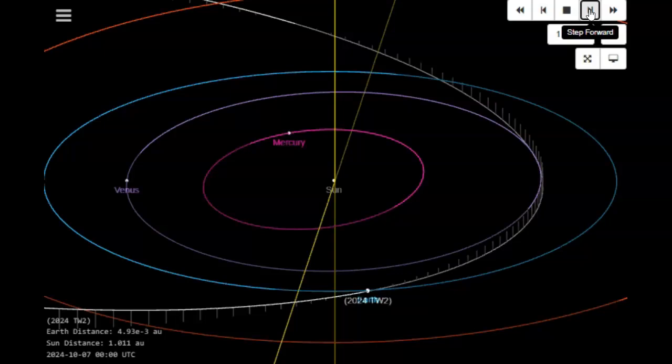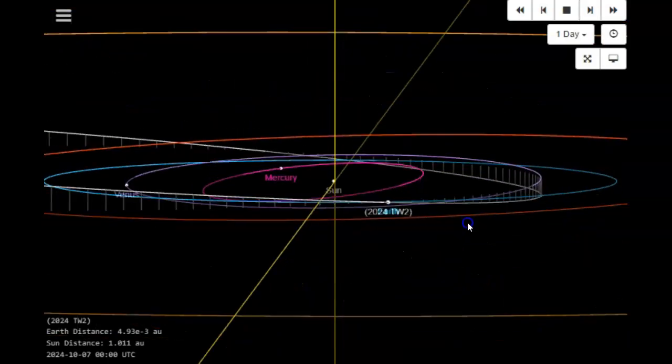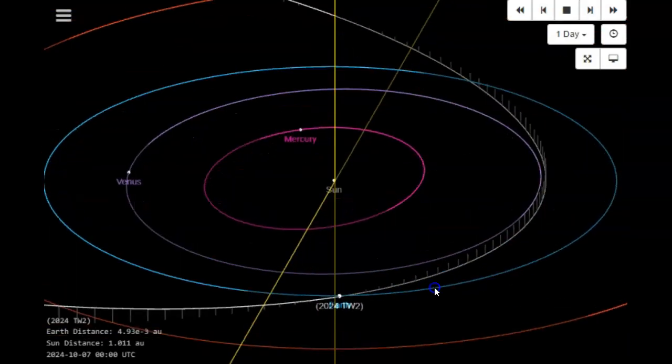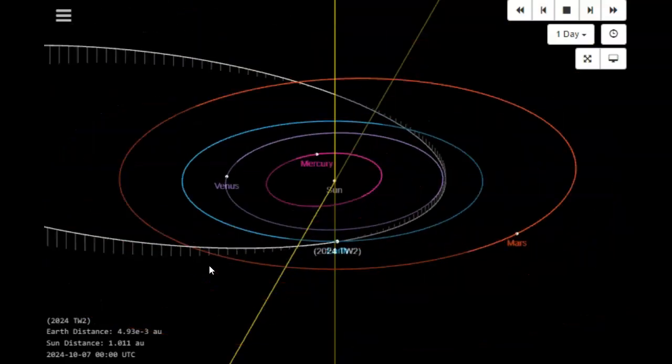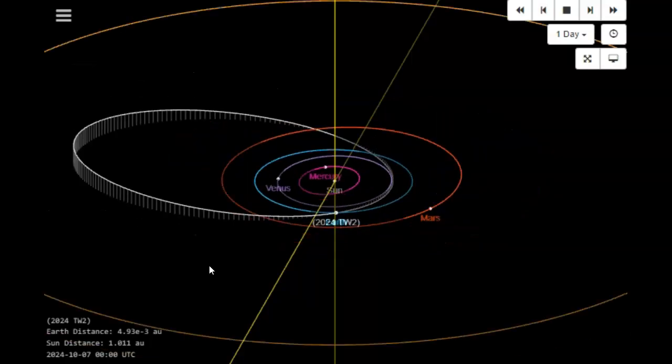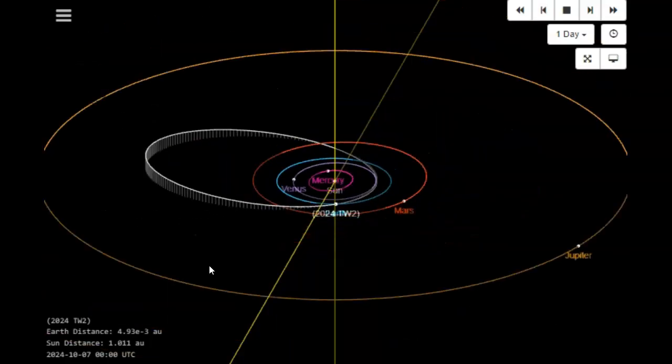Now, ladies and gentlemen, this rock is at some sort of inclination. Not a huge rock. It's about 30 feet in diameter, according to what they know so far. But it's moving at 17 kilometers per second, which is very, very fast for a near-Earth object. Again, 2024 TW2. Let's go ahead and get some additional information on this near-Earth object.